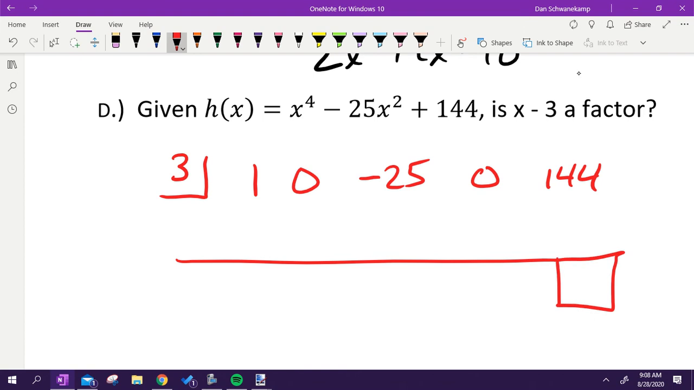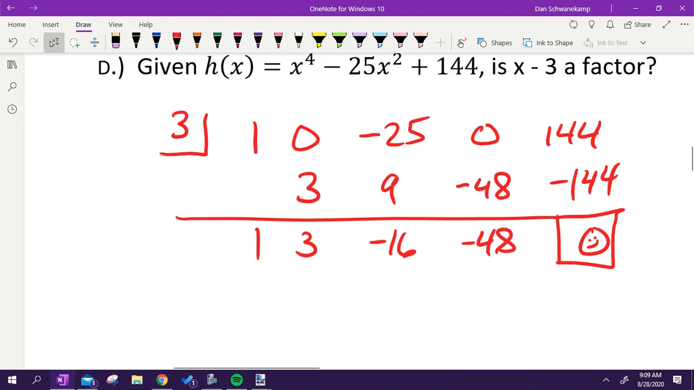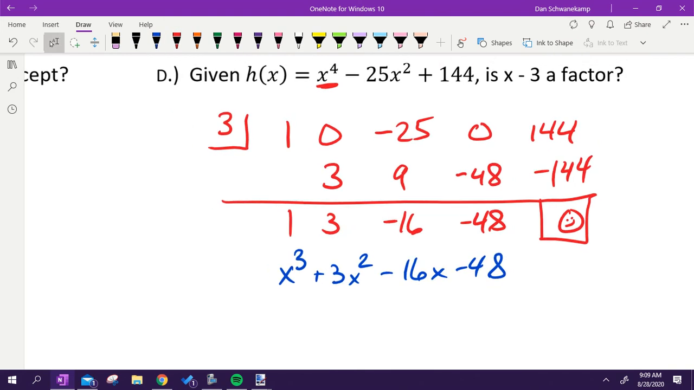I should have gotten 0. Let's check. 1, multiply, add, multiply, add, multiply, add, multiply, add. I get 0. Okay, good. I wanted 0. Makes me happy inside. Make sure we're getting 0. Then once we get 0, make sure we understand what's happening after that. If this was an x to the fourth, that makes this 1x cubed plus 3x squared minus 16x minus 48. Questions with rational zero theorem? Great.